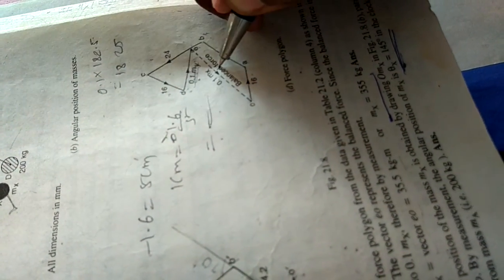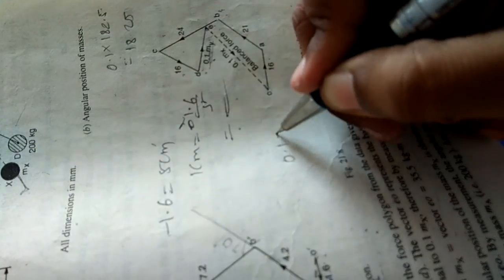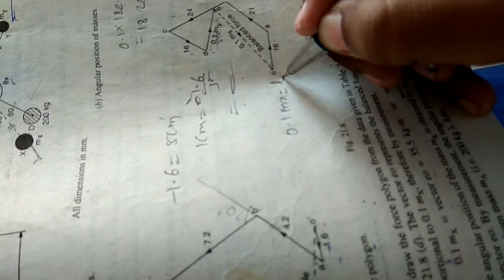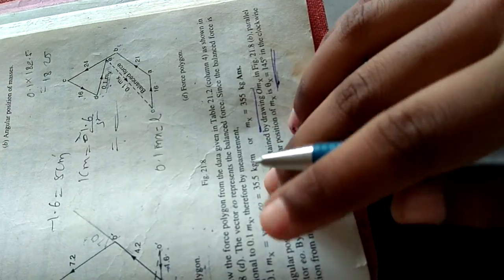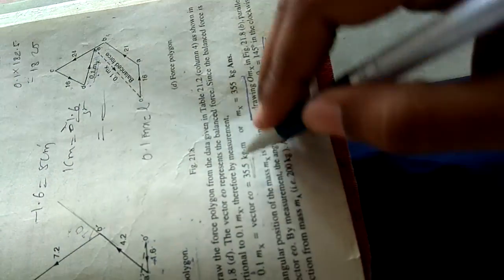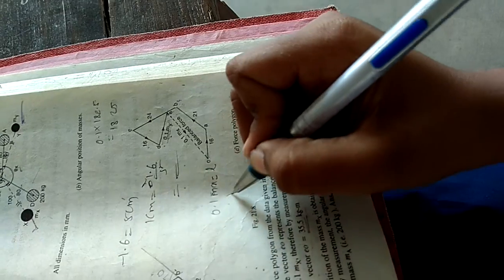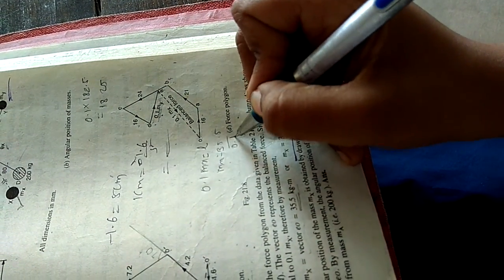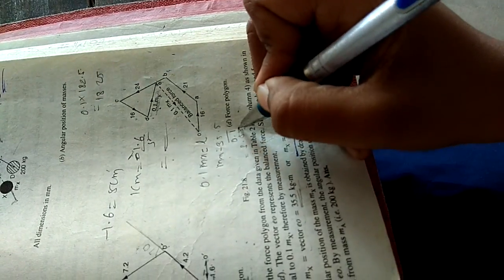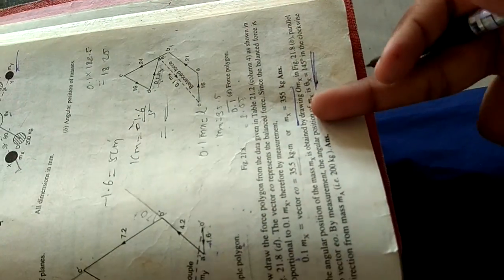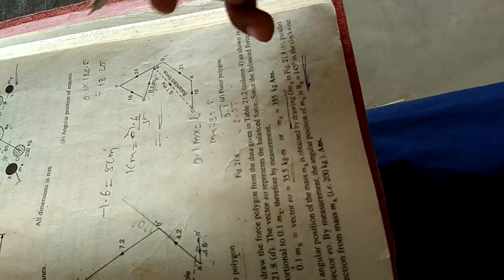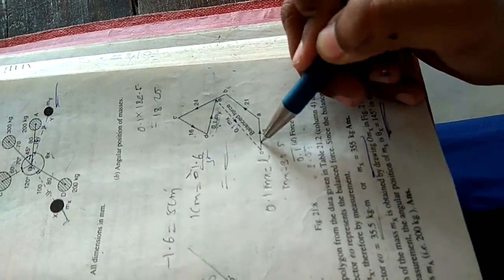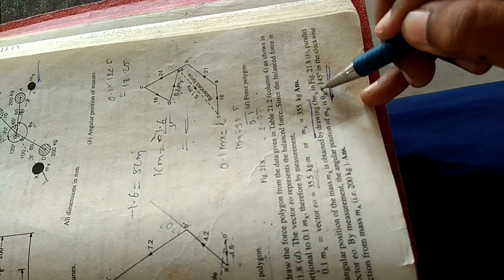Now measure this length. So 0.1 mx is equal to the length, and whatever length has arrived is 35.5. So the value of mx is equal to 35.5 divided by 0.1. It is 355. So this is how we have to solve this, and by measuring this angle we will get the angle, that is 145.